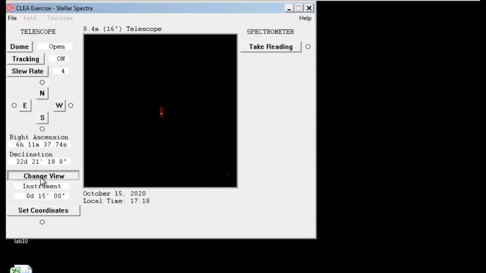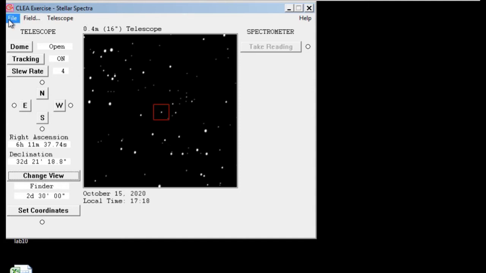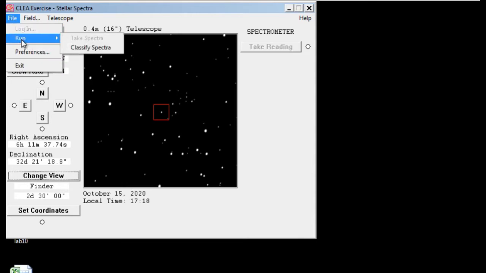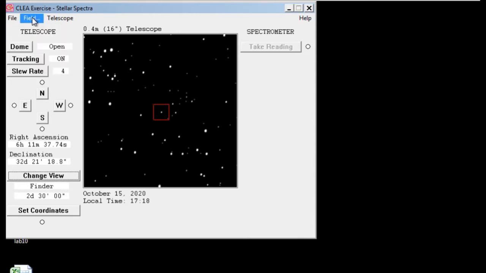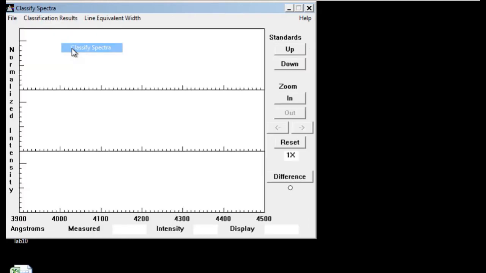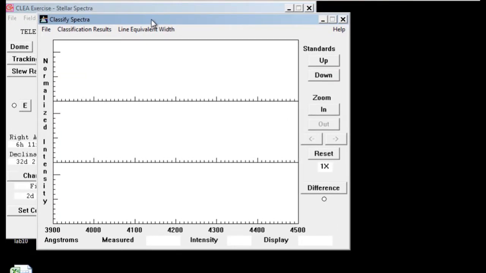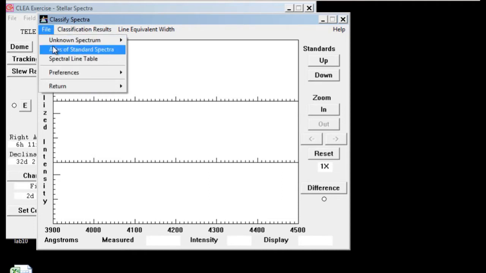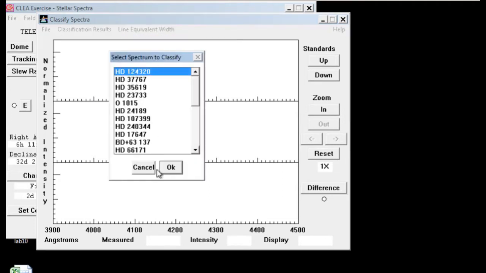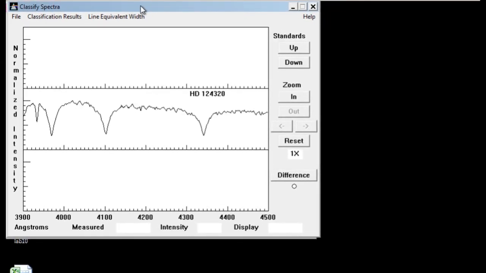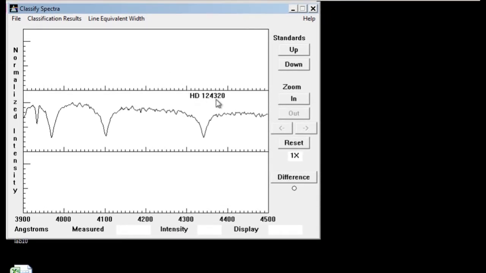So we've returned to our telescope, and now we will get into the exercises. So the first things that they want us to do are to go to classify spectra. And in this, we want to go to an unknown spectrum, and we just want to take the first one. This is HD 124320. And what we want to do is look at a few things on this.